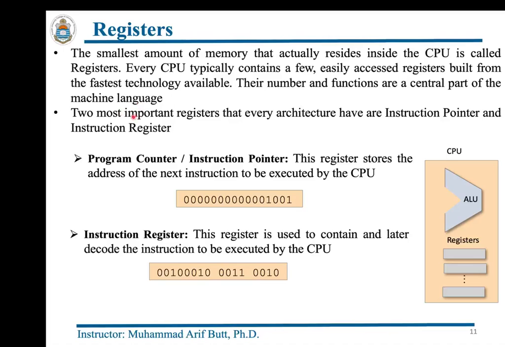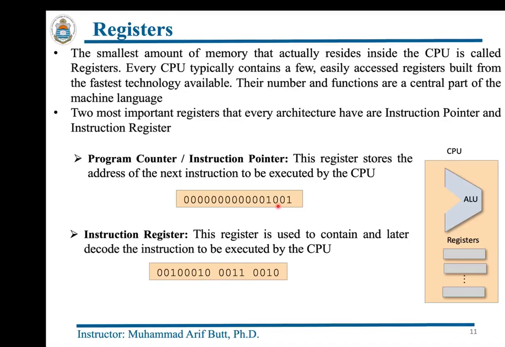Well, dear students, there are 2 most important registers that every architecture has, and these are the instruction pointer and instruction register. The instruction pointer is also normally called the program counter, and this register stores the address of the next instruction to be executed by the CPU. For example, if these are the contents of a program counter, that means the next instruction which needs to be executed is located inside the memory at address 9.